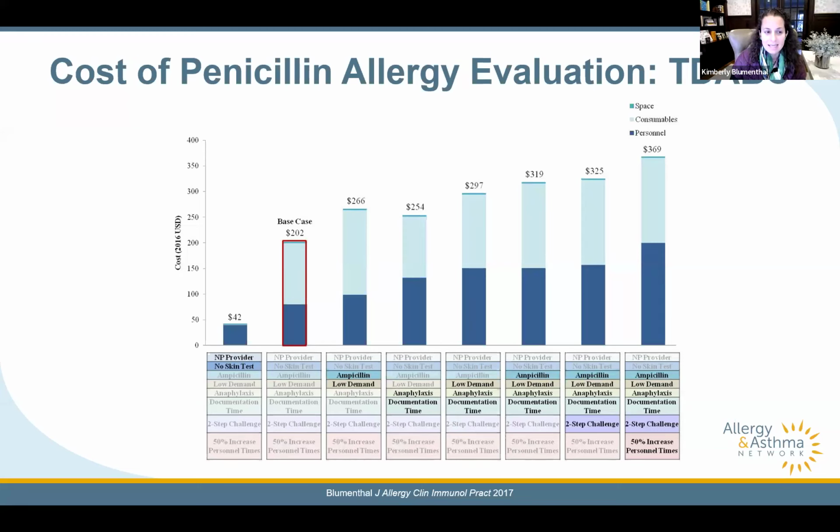This is what we call the base case, this $202. This was with an MD clinician and doing one skin test followed by a one-step challenge if the skin test was negative. And then we have very different assumptions. Are you going to test also with ampicillin? Are you in a low demand clinic so that you have to mix up all of these things just for one patient and then dispose of them? Obviously it's more costly if you're disposing of consumables. So we varied everything up to the highest situation, and in the highest situation, it was still only $369 for penicillin allergy evaluation, which is really not that much work for us all to put into our clinic.